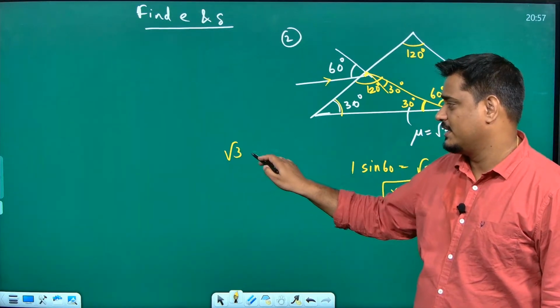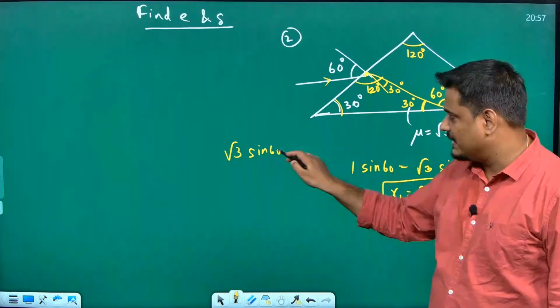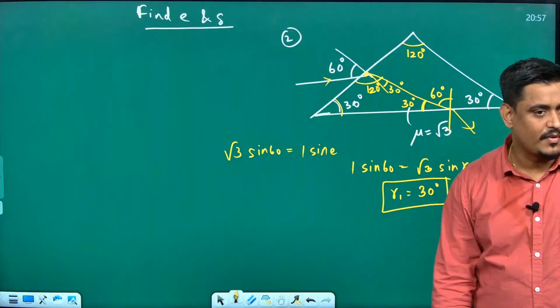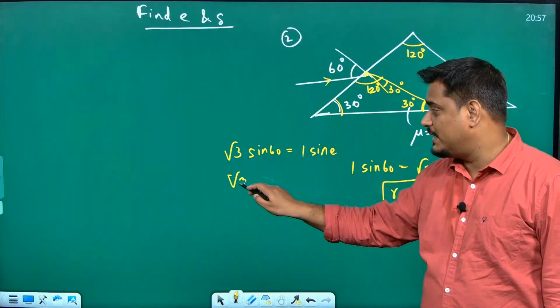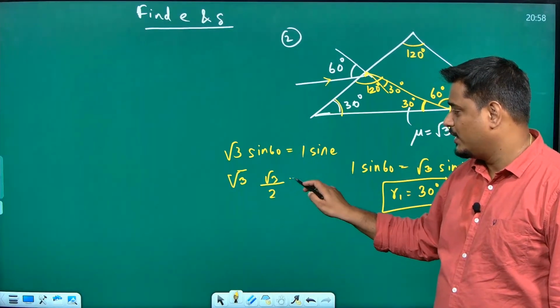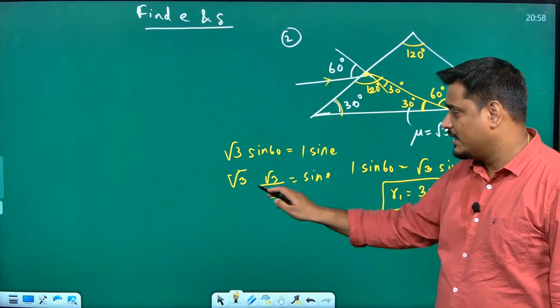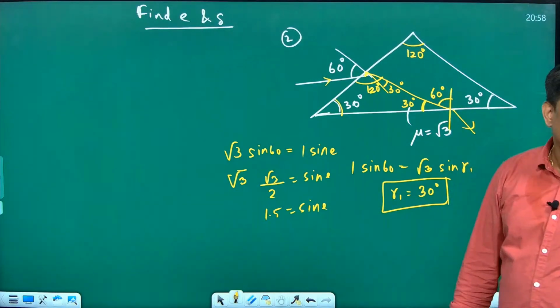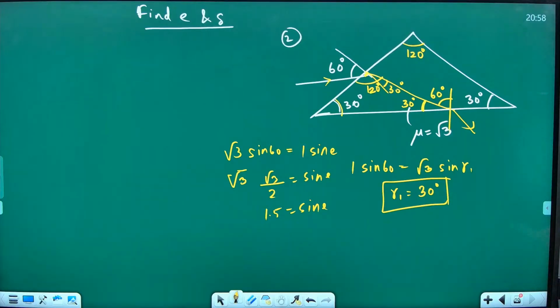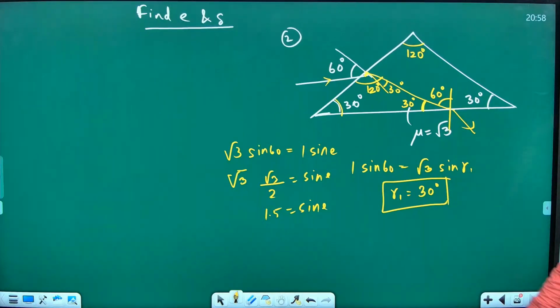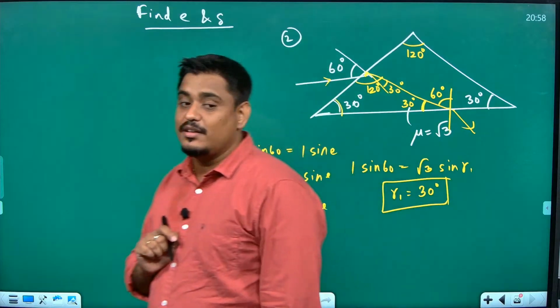So what will you do? Root 3 sine 60 is equal to 1 sine E. What will happen now? Root 3 sine 60 is how much? Root 3 by 2 is equal to sine E. Root 3 by 2 will become 1.5, which is equal to sine E. Is it possible? Can sine E be 1.5? Impossible. It means it is not going to refract at all. What mistake are we making? The mistake we are making is that we are not considering TIR.